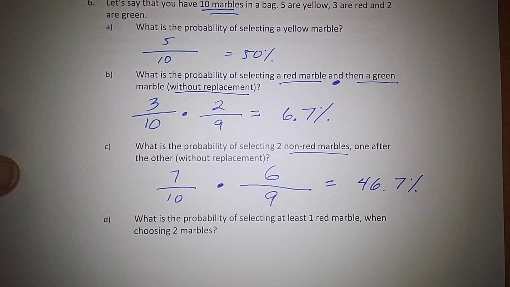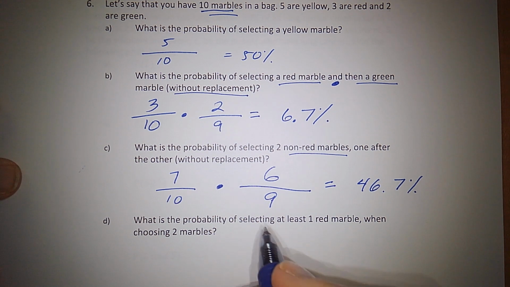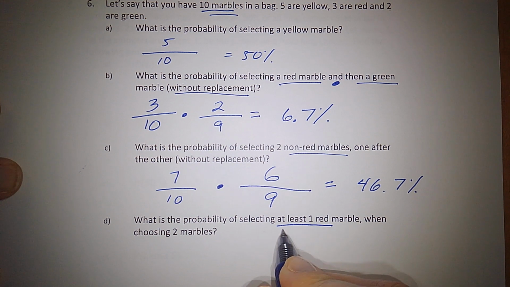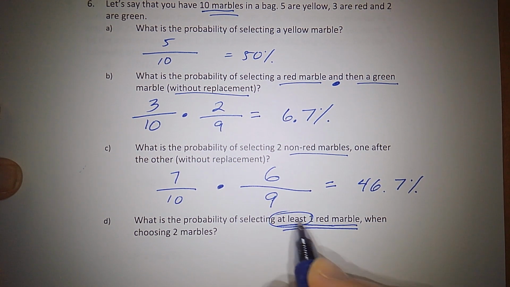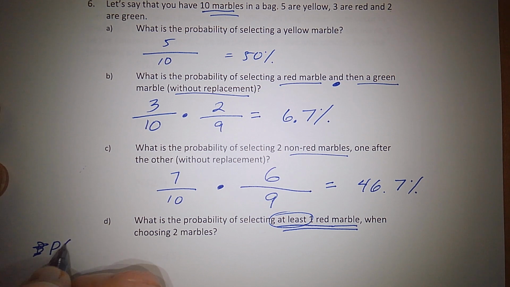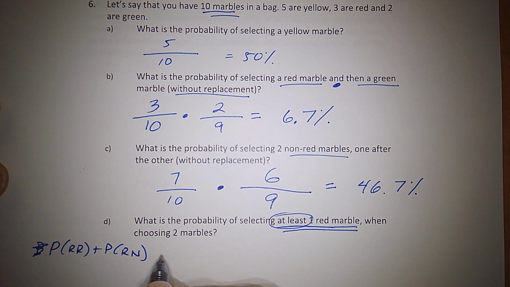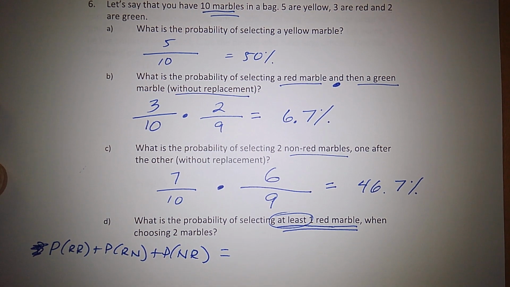What is the probability of selecting 1 red marble when choosing 2 marbles? So I want to know what the probability is of selecting at least 1 red marble. Well, the word at least means 1 or more. So I'm really looking at the probability of choosing 2 red marbles, a red and then a non-red marble, or a non-red marble and a red marble, because at least 1 red marble can fall under all of those categories. So I have to find each of those individual probabilities and then add them all together.